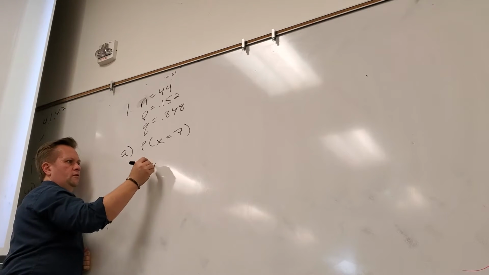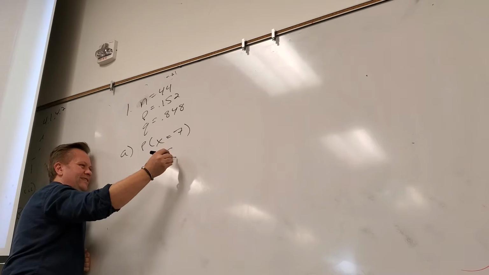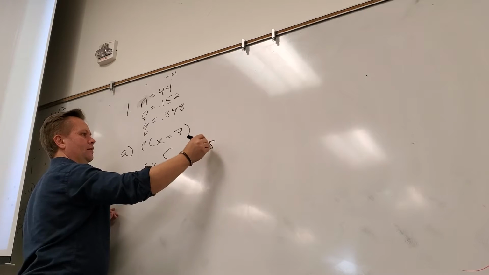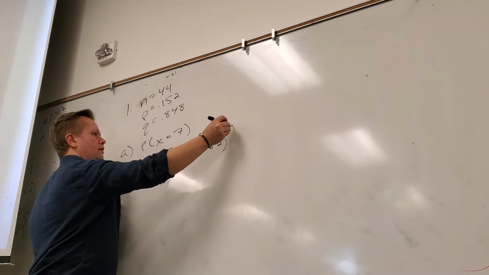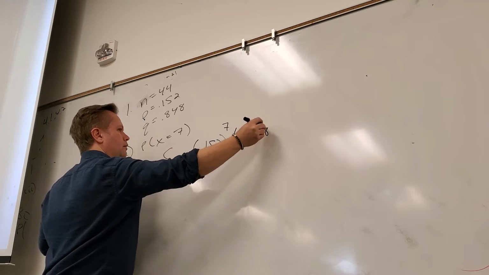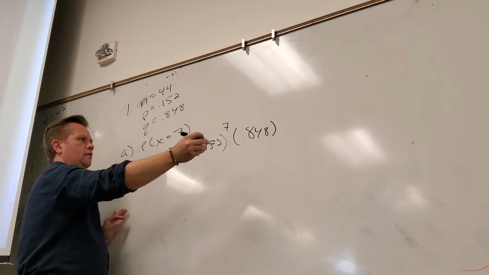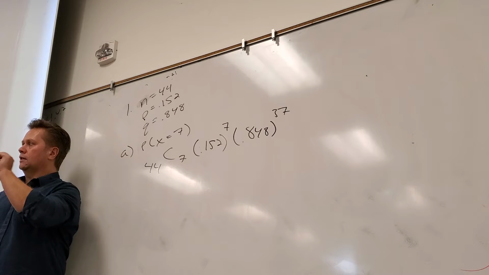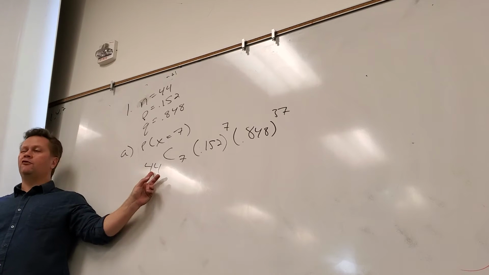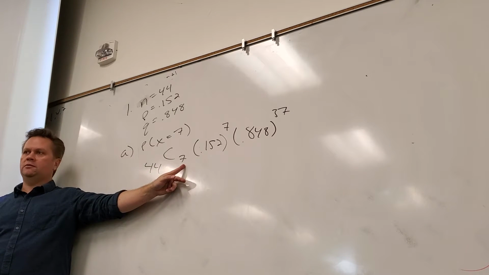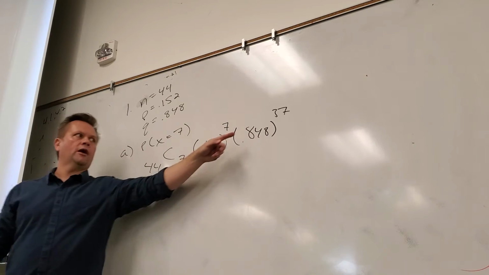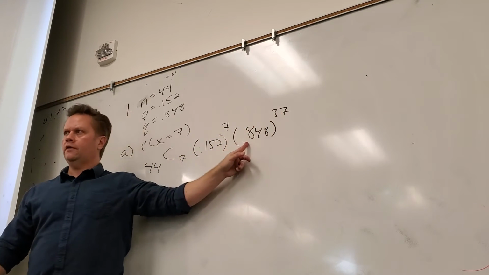44 C 7, C 41, 7, 37. Good. All right. So I like the fact it's a little repetitive, right? It says, okay, you got 44 people. Okay, I want 7 of them to be successes. So of course I want 7 successes. Therefore, I want 37, the rest, failures.